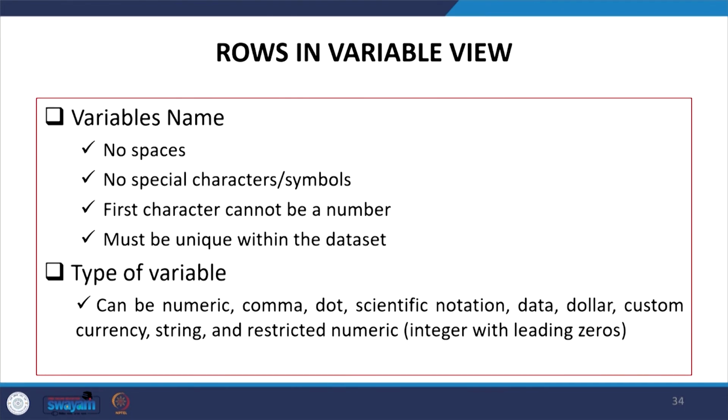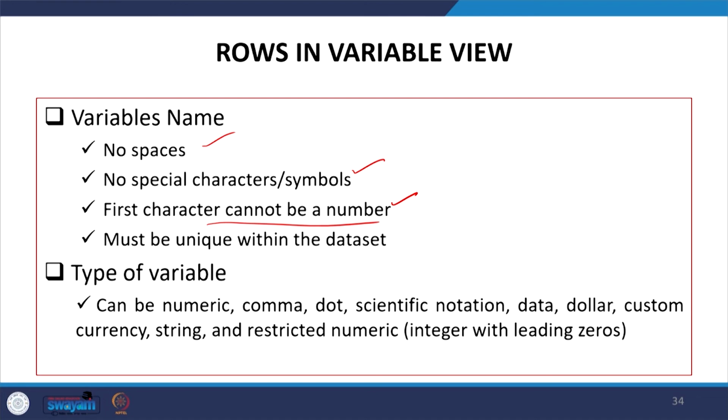So what are the rows in variable view? I have already said that rows in data view are basically the cases, while in variable view you need to specify the variable names. The variable name must have no spaces, no special characters or symbols. The first character cannot be a number, and it must be unique within the data set, not repeating the same name.